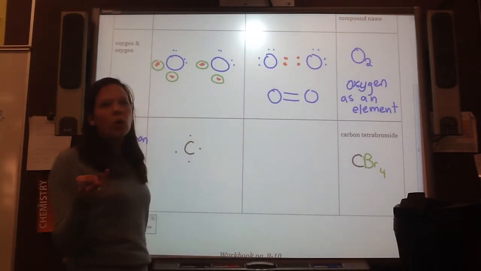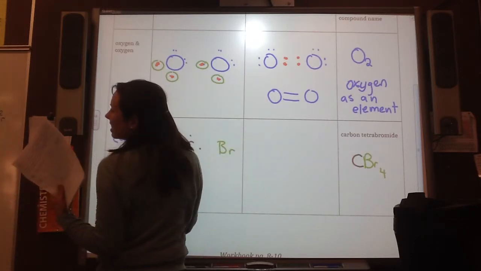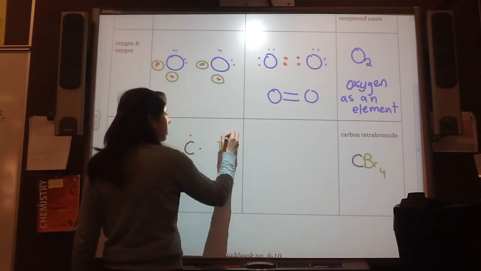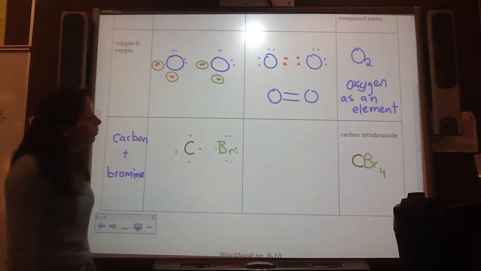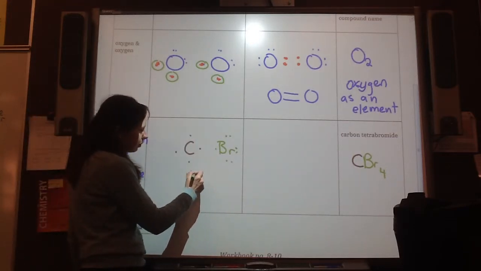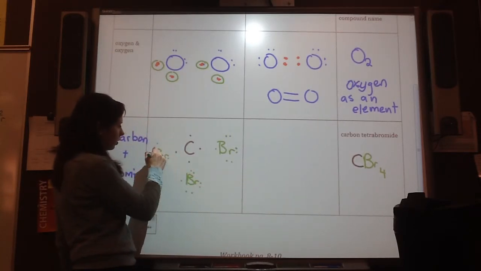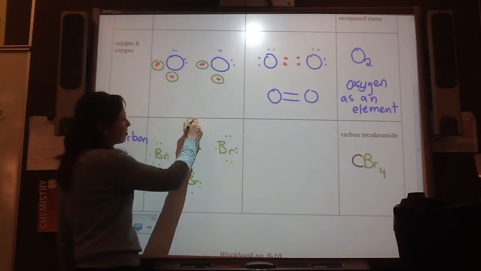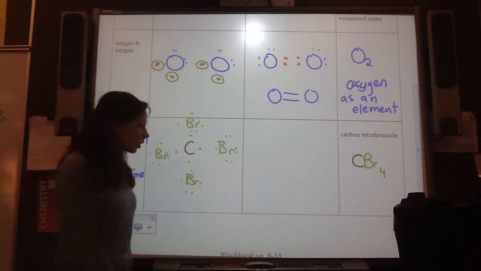So I'm going to draw 4 bromines in this spot. So Br, and it has 7, because it's in group 17. 1, 2, 3, 4, 5, 6, 7. Now, just because I've done this a couple times, and to save on space, I'm going to put a bromine around each kind of corner. So here's another bromine. Okay.